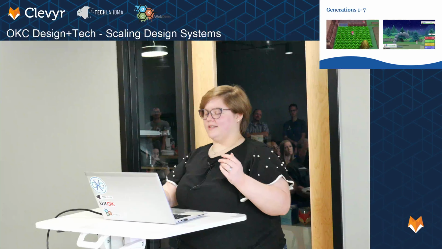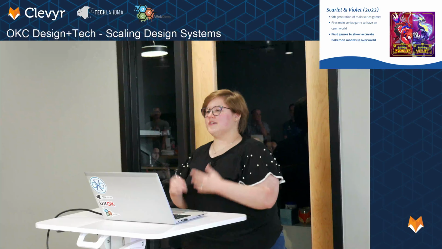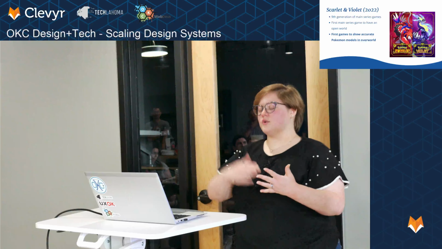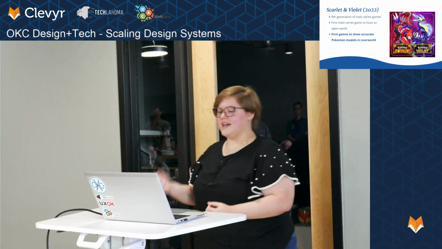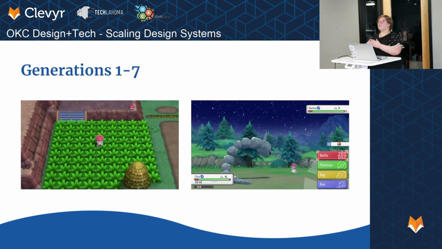Scarlet and Violet in particular were ambitious games for the series that transitioned the franchise from a linear story to an open world design. This came with many changes to the game's initial layout and structure, but today I want to focus on 4 accessibility issues that came from one major change, which was showing accurate Pokemon models in the overworld. So in previous generations, you couldn't see Pokemon at all until you started an encounter.